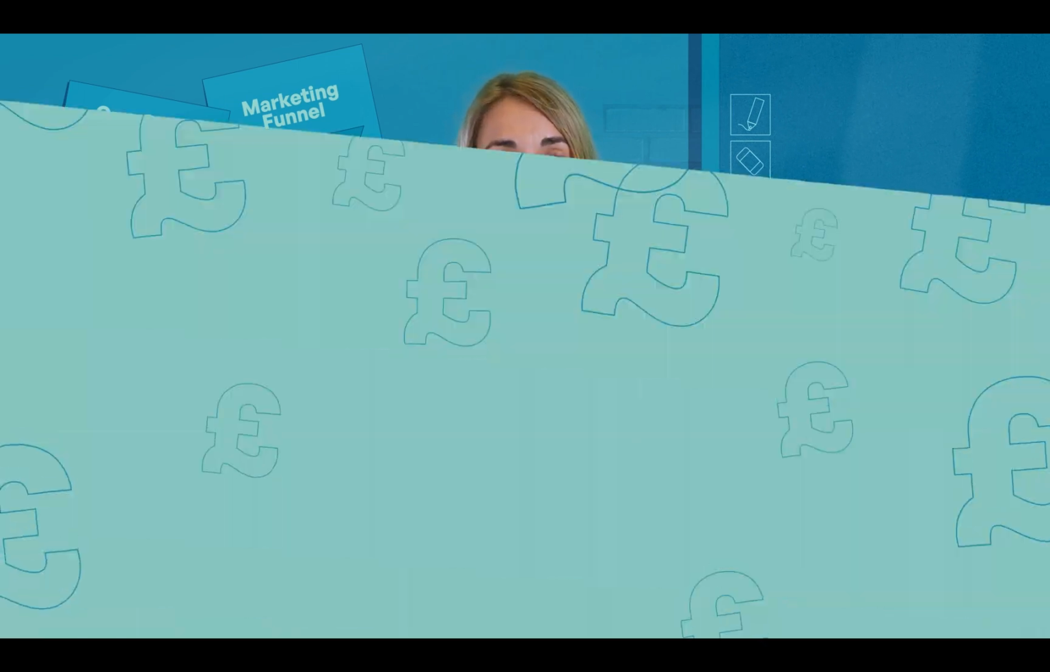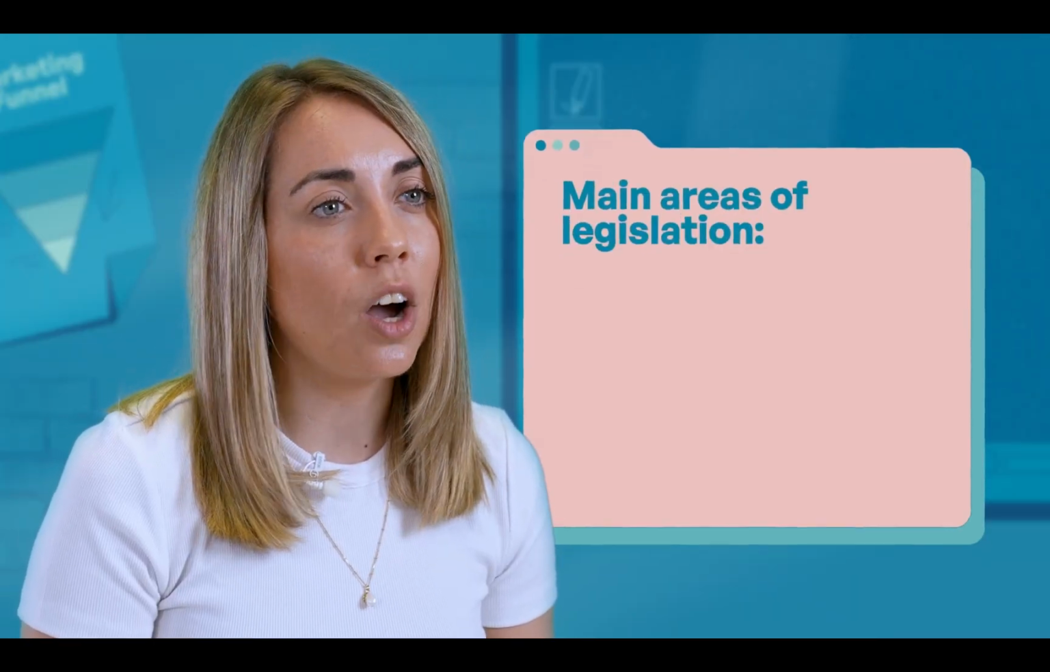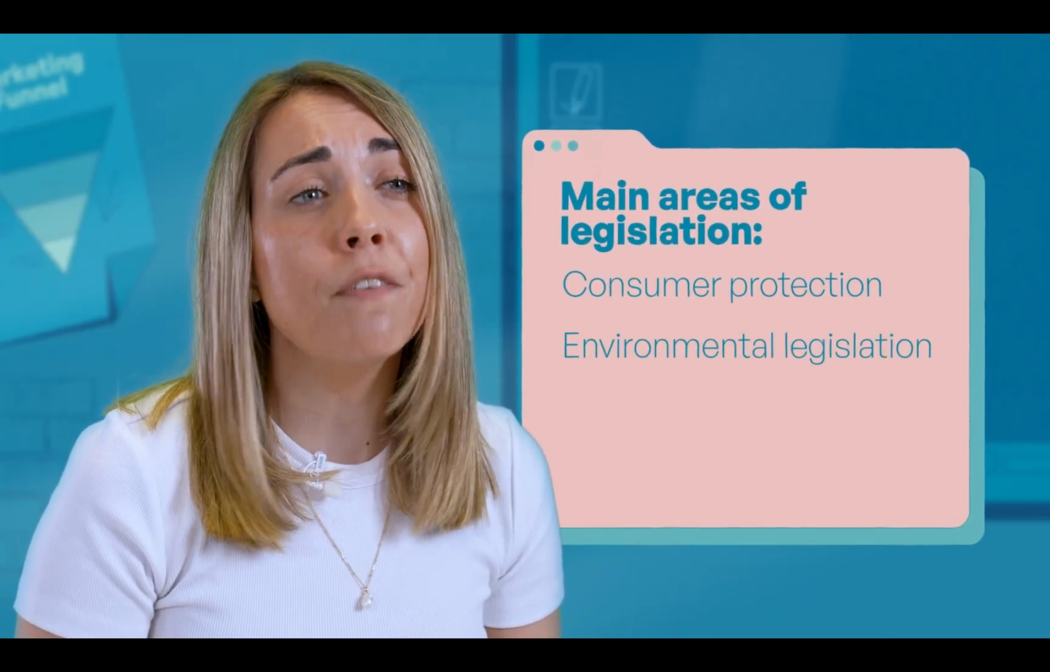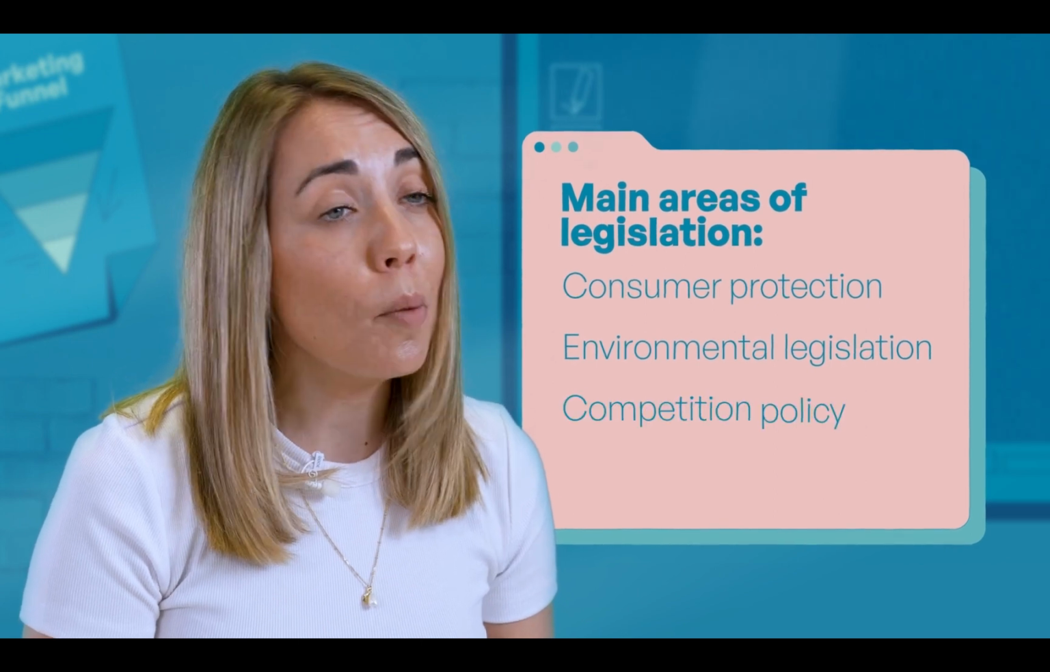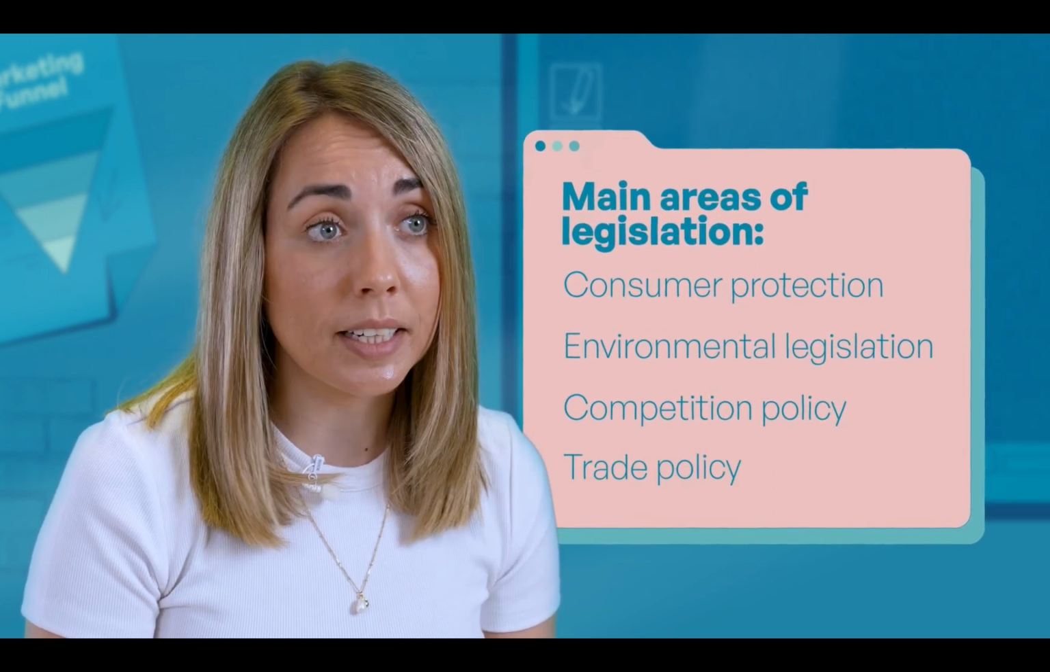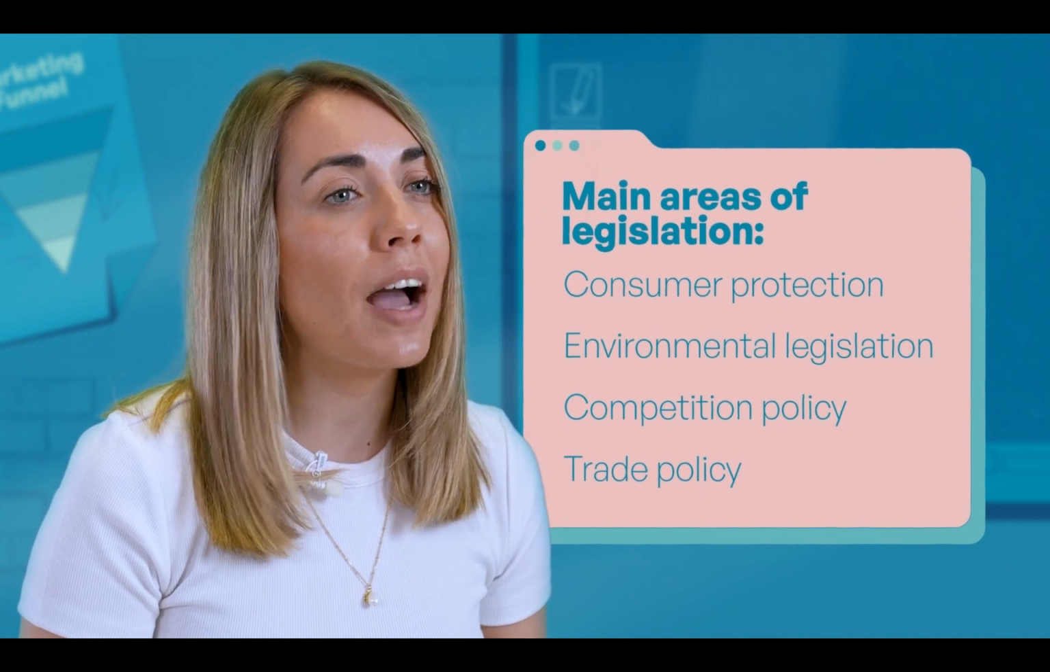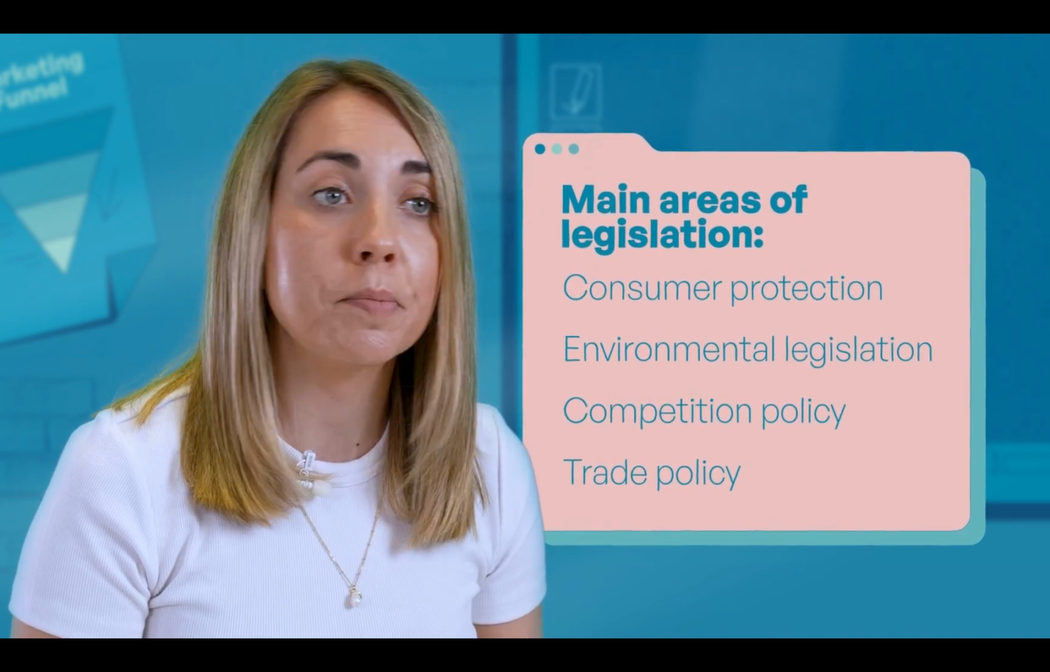If there was no legislation, it's likely that some businesses would be completely profit-driven and would make no effort to consider their impact on their employees or even things like the environment. And why would they if they don't have to? Taking care of the environment costs money. The main areas of legislation are consumer protection, environmental legislation, competition policy, and trade policy. And you should be aware of how each of these really influence businesses.